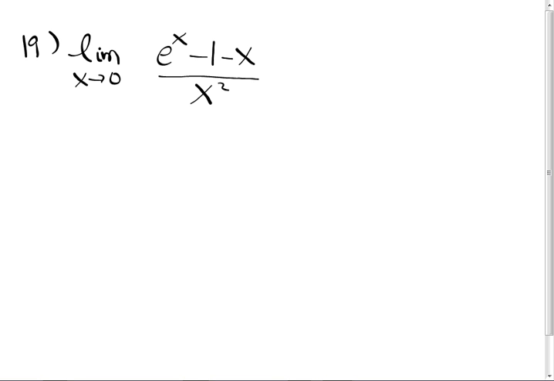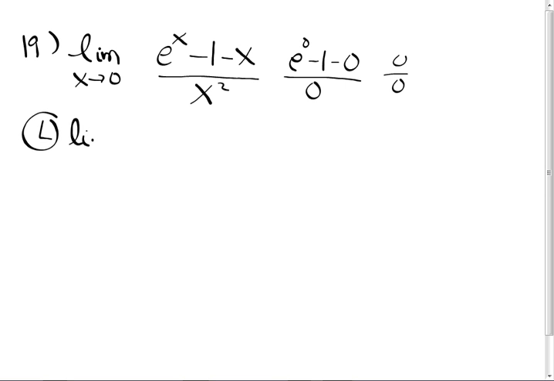You don't have to. But do you want to just use L'Hopital? Does L'Hopital apply? Do you want to do it both ways? That's 0 over 0. Well, first let's do L'Hopital's rule because it does apply. And no matter how I do the problem, it's got to come out the same way.